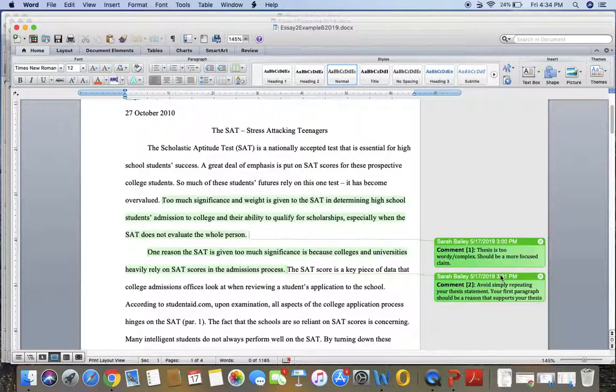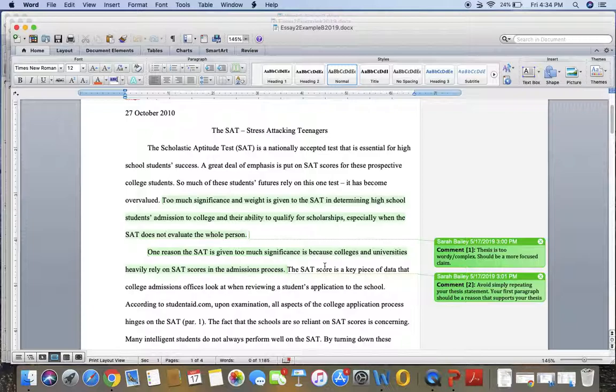Basically, it would be easier just to state that we should do away with the SAT. The SAT should not be given to high school students. There should be other ways of evaluating high school graduates, and it would be a lot more simple to state it that way. And then the problem that this student has throughout his or her paper is a problem that a lot of students struggle with, and that is it becomes very repetitive.